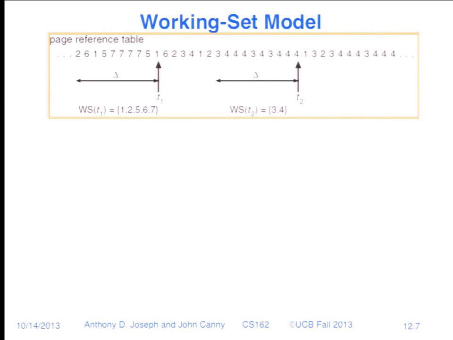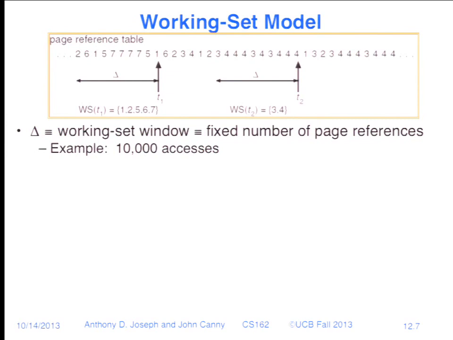So on the first timeline here, this is the working set. These are the pages that we're accessing in that window. And here, this is a very coherent kind of time interval where we're only accessing pages 3 and 4. All right, so that window is delta, and it's designed to be the number of page references in a given number of references. So the book defines it in terms of references.